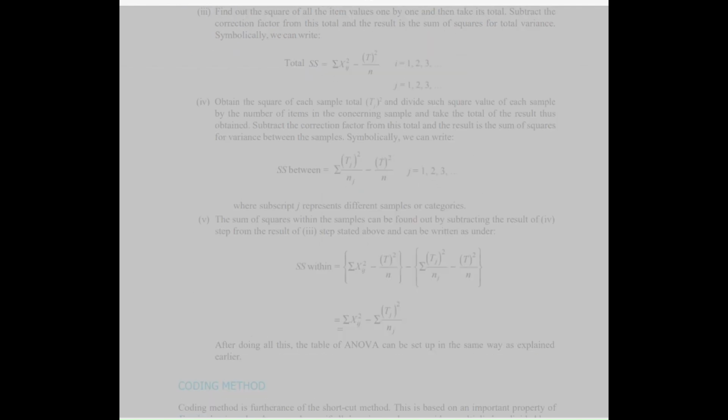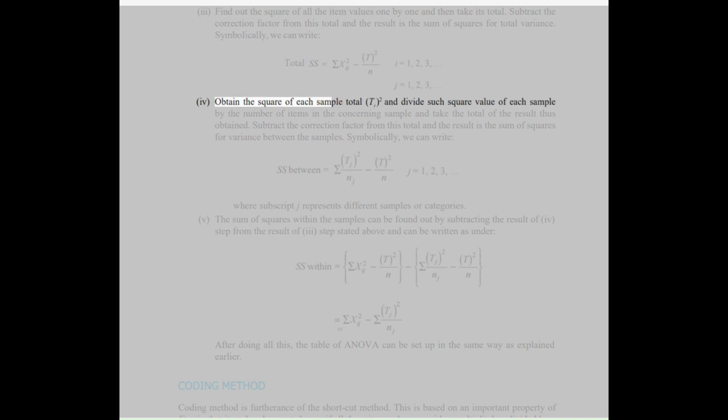3. Find out the square of all the item values one by one and then take its total. Subtract the correction factor from this total and the result is the sum of squares for total variance. Symbolically, we can write total SS.